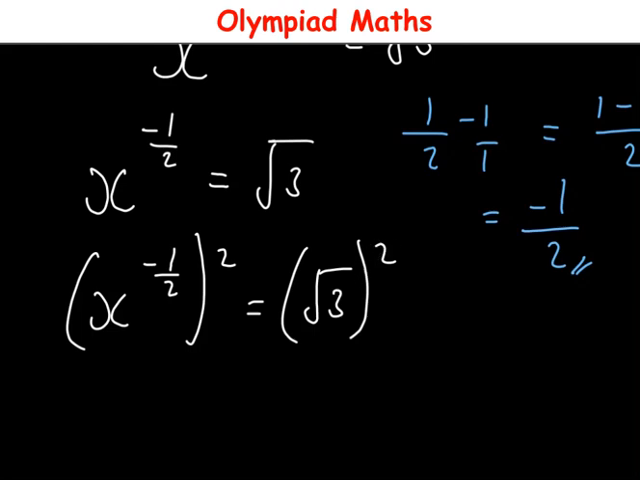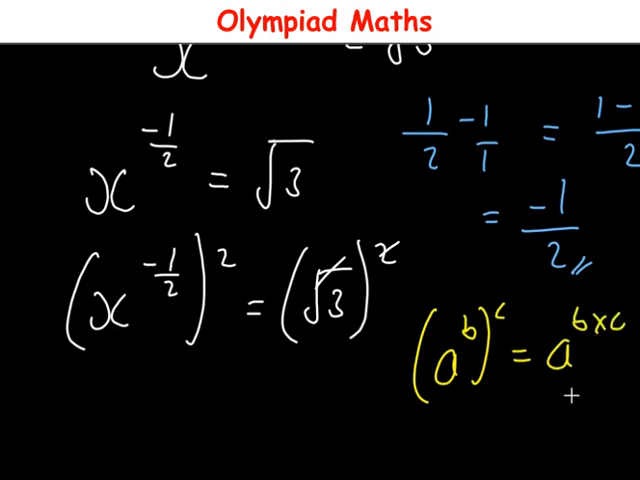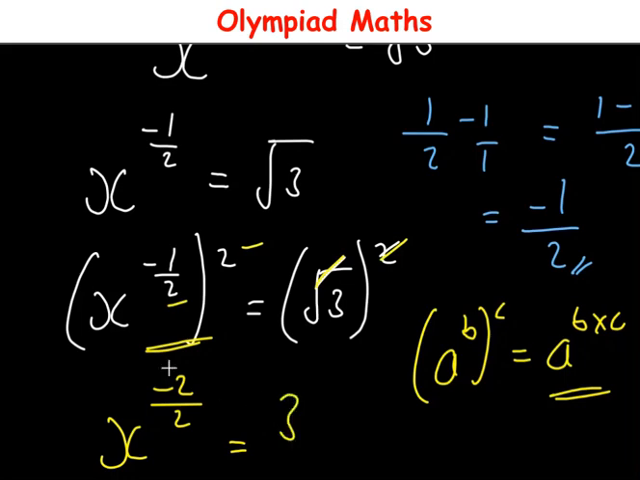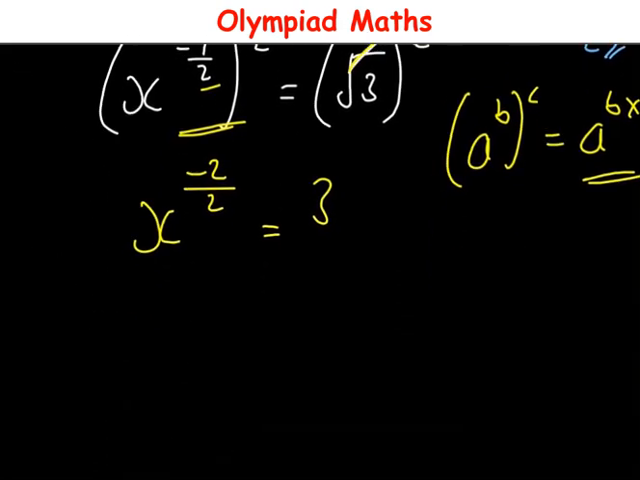And from here, square cancels square root, and also applying this rule, that if you have in bracket a raised to power b, power of c, this equals a raised to power b times c. Okay, so applying this right here, power 2 here will multiply power half. So this becomes x raised to power minus 1 times 2 is minus 2 all over 2 is equal to, the square here cancels the square root. What we have is 3. So from here, this becomes x raised to power 2 divided by 2, we have minus 1 is equal to 3.